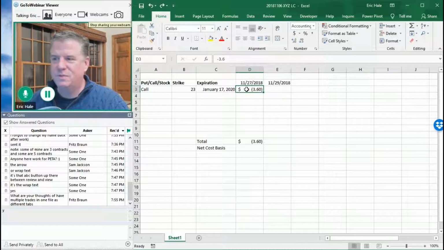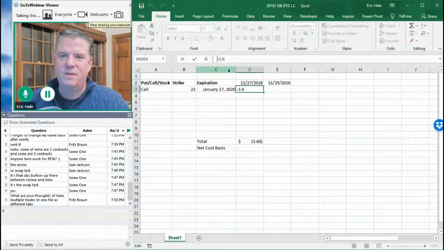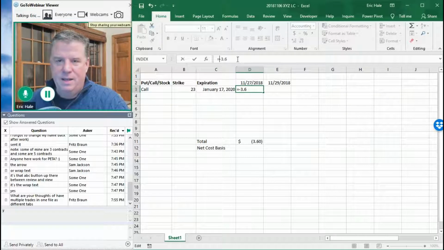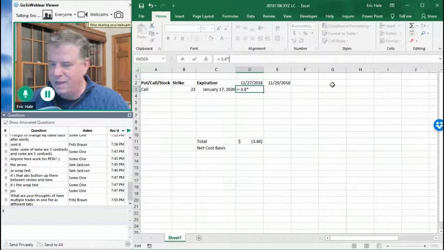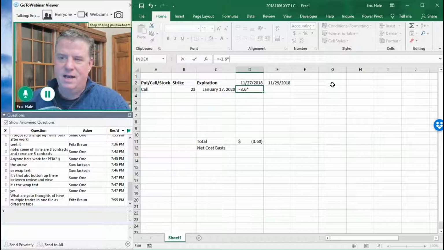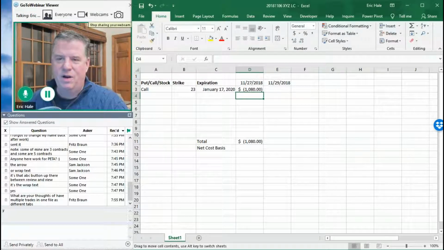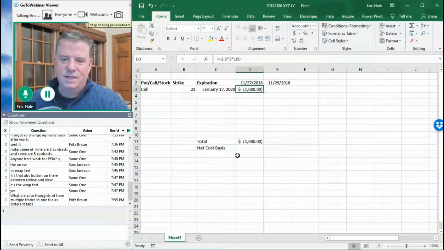Now, I could have done this in terms of, so if I did 3 of these, here's where the math comes in. If you want to do formulas, I could say equals 360, and let's say that I did 3 of them, and I want to keep track of this on a net cost basis, not on a per share basis. So this would be if I did 3 contracts times 100. So that would have cost me $1,080.